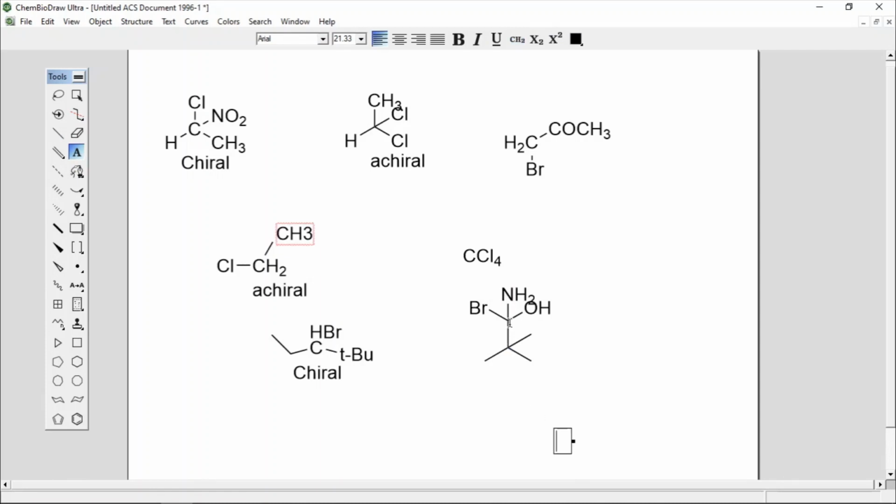Now what about this carbon? Whether it is chiral or achiral? Chiral, because this carbon is attached to bromine, NH2 amino group and hydroxy group. And what about this carbon now? This simple line represents your CH3 group, methyl group. So now tell me whether it is chiral or achiral. Chiral.